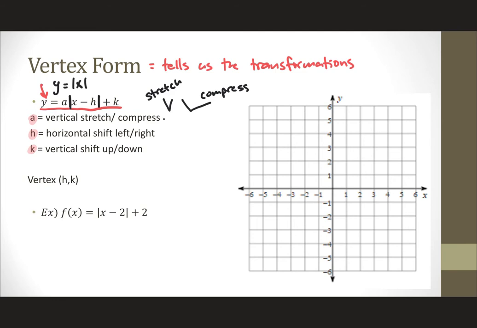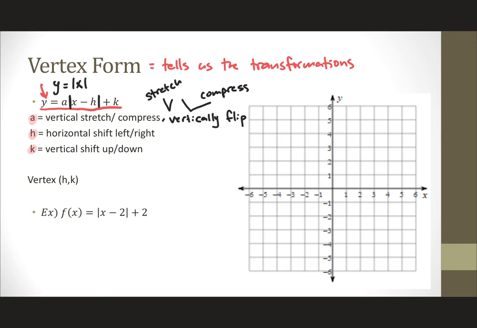The other thing that A does is it can vertically flip the graph. We'll go over that a little bit later. Next, H. H is a horizontal shift left and right. H will move the entire thing left, or it'll move the entire thing right. Last but not least, we have K. K is a vertical shift up and down. It moves everything up, or it moves everything down.